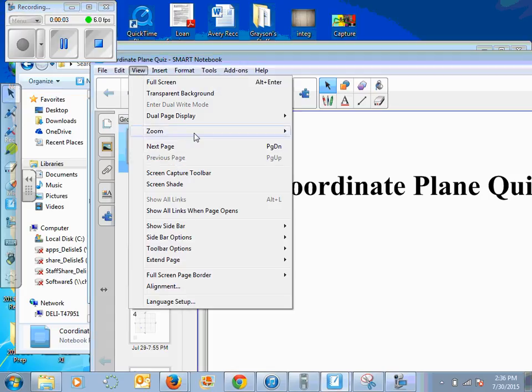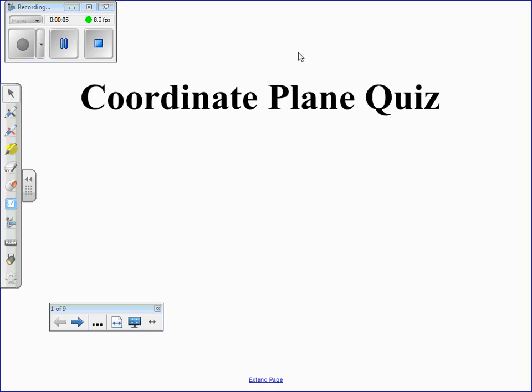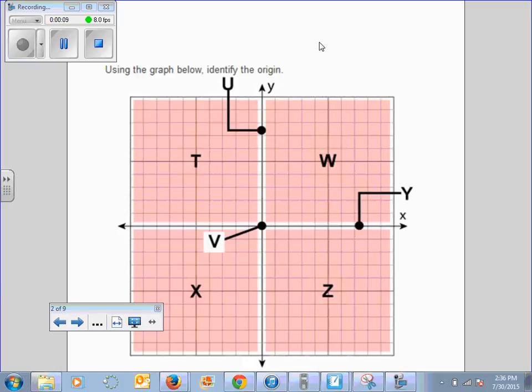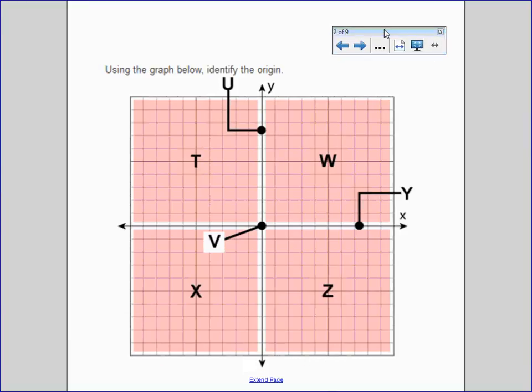Okay, so we're going to take a look at some questions from the coordinate plane quiz. All right, let's get that out of the way. Using the graph below, identify the origin. The coordinate plane you can see is just the graph that we have here.